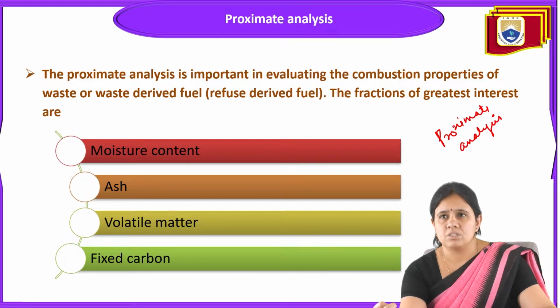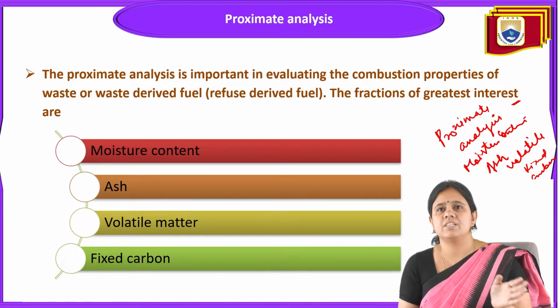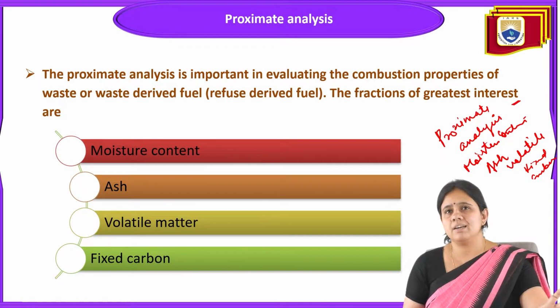So refuse derived fuel is there, and the fractions considered under proximate analysis are moisture content, ash, how much ash it will create, volatile matter, and fixed carbon. We study proximate analysis to get an idea about the combustion properties of waste or waste derived fuels, and for the material recovery facility.